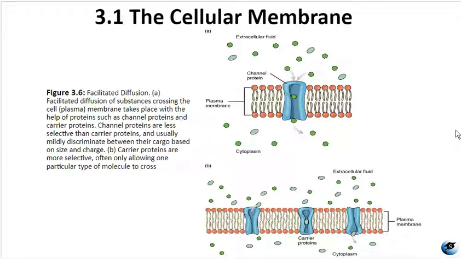There's two types of channel proteins. You have open channel proteins and gated channel proteins. Open channel proteins create a pore in the cell membrane and allow the charged molecules to pass through. The gated channel proteins close or open to regulate movement across the membrane based on size and charge. Carrier proteins carry the molecules, change their conformation, and then release them to the other side of the membrane. Carrier proteins are more selective, often only allowing one particular type of molecule to cross the membrane.